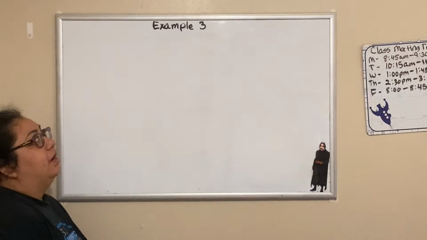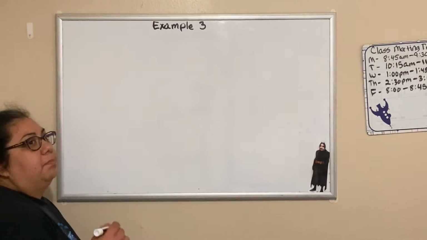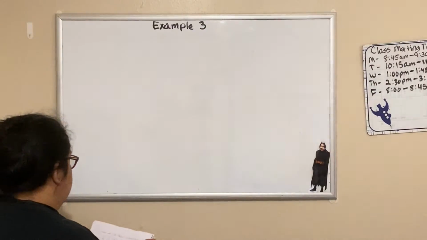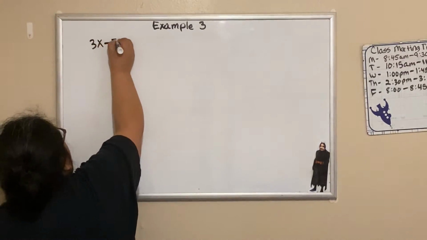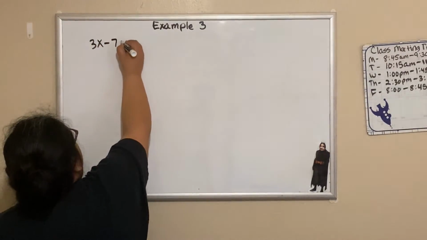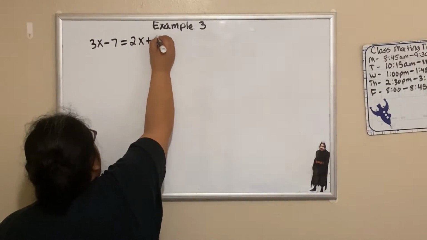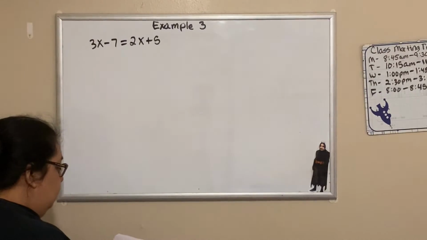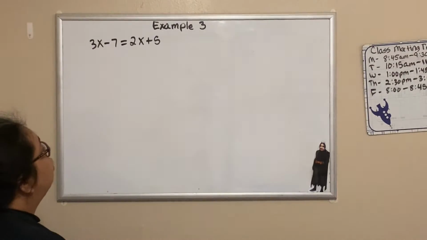Hello again. We are going to do example 3, and we're going to be using our properties of real numbers. So example 3 is 3x minus 7 equals 2x plus 5. Now to solve this equation, I want to use the inverse property of addition twice.